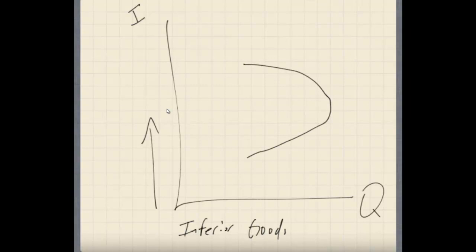Along this imaginary line right through the middle, this is the point at which this really kicks in. So an example of this would be, you may think, what would you buy less of when you make more money?